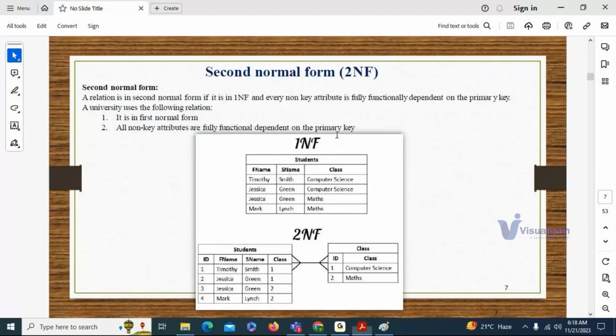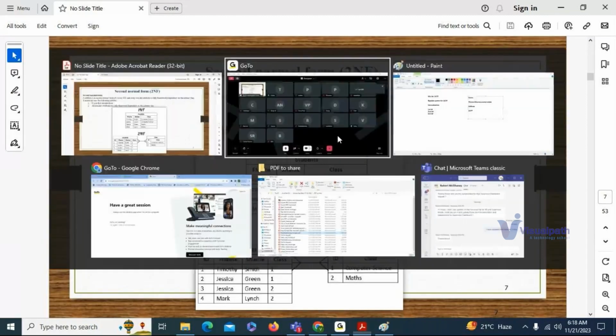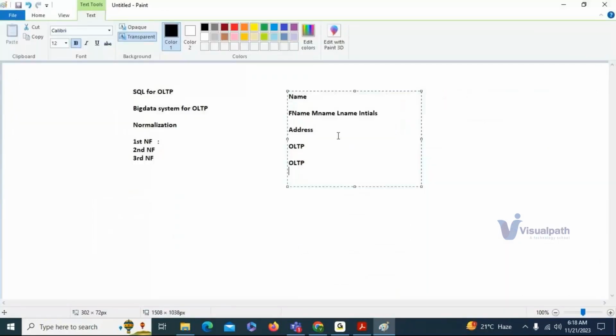Yes. Whenever you say OLTP, let's say you are building an application in any organization. While creating tables for this application, let's say an online shopping website, if you have tables connected to this website, those tables will apply these normal forms. You understood now?